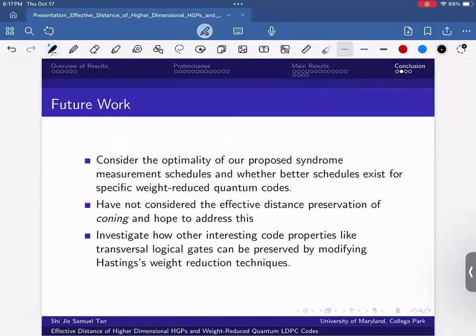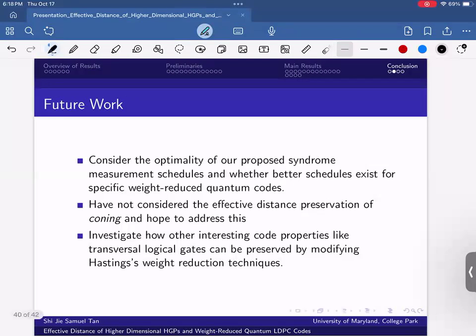For future work, we didn't really consider the optimality of the single ancilla schedules that we talked about, or whether better schedules exist. We didn't consider effective distance preservation of coning, which is a really cool technique from Hastings that you should check out if you are interested. We can also talk about weight reduction while preserving other interesting code properties, like maybe transversal logical gates, because all those things were not prioritized when Hastings was coming up with those techniques. So those properties could be interesting too.